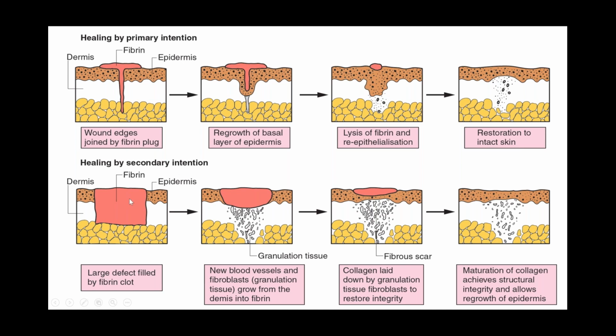Healing by secondary intention: there is a large defect filled by fibrin clot, with large defect and granulation tissue. Here occurs the formation of granulation tissue. New blood vessels and fibroblastic granulation tissue grow from the dermis into the fibrin. The fibroblasts produce collagen, and finally maturation of the collagen achieves structural integrity and allows regrowth of the epidermis. So this is healing by secondary intention.